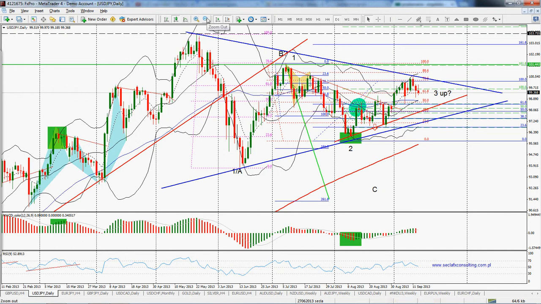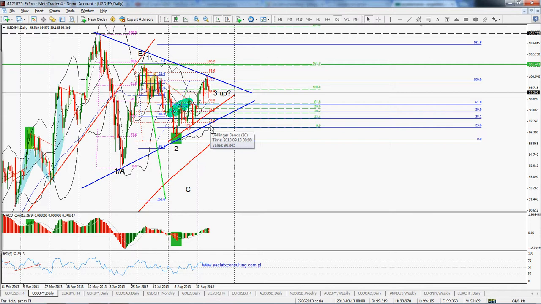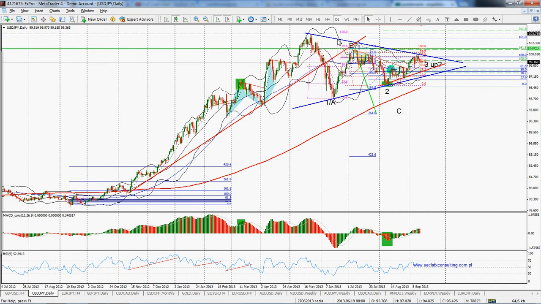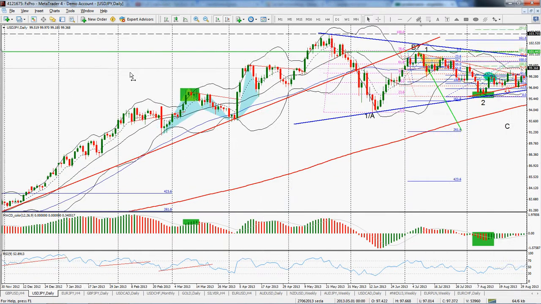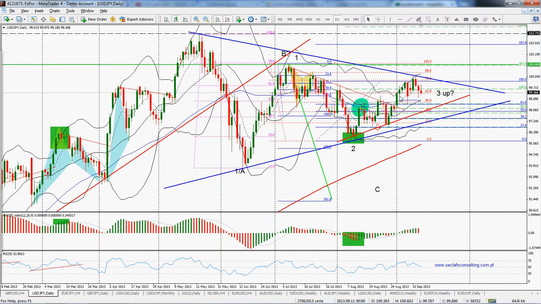If you zoom out, okay, you will see that most probably we're in a kind of triangle formation. Okay, and we have reacted to this upper boundary here, and there is a chance that we will test this lower boundary here, these lower levels here. Okay, so to be honest, I'm not sure how this pair will react.